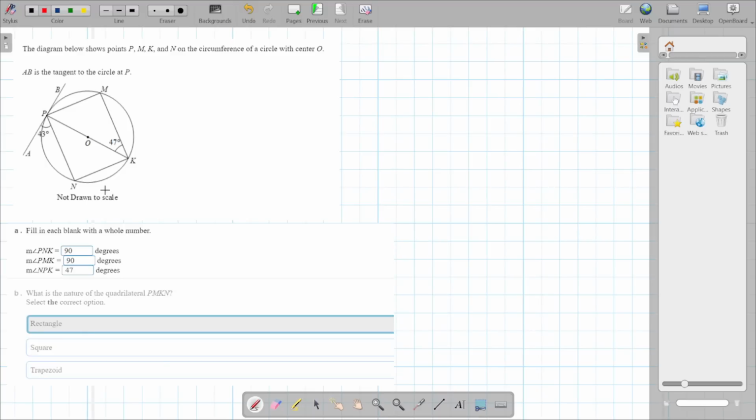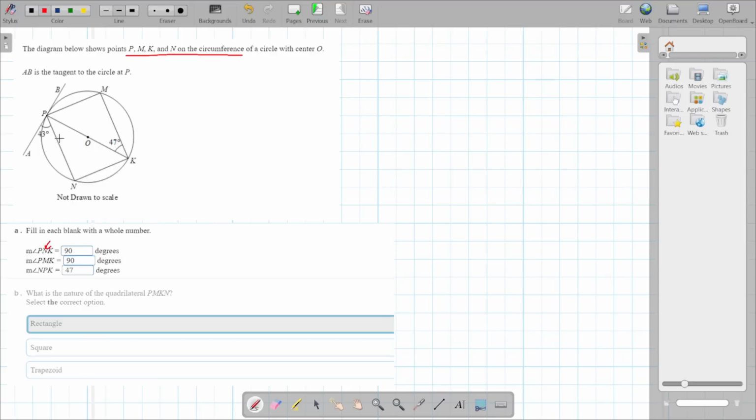Okay, here the diagram below shows P, M, K, and N on the circumference of a circle. Again, they're telling you they're on the circumference of the circle. You're gonna use the cyclic quadrilateral, especially when they draw it for you like this. AB is the tangent to the circle at P. Okay, fill in the blanks.